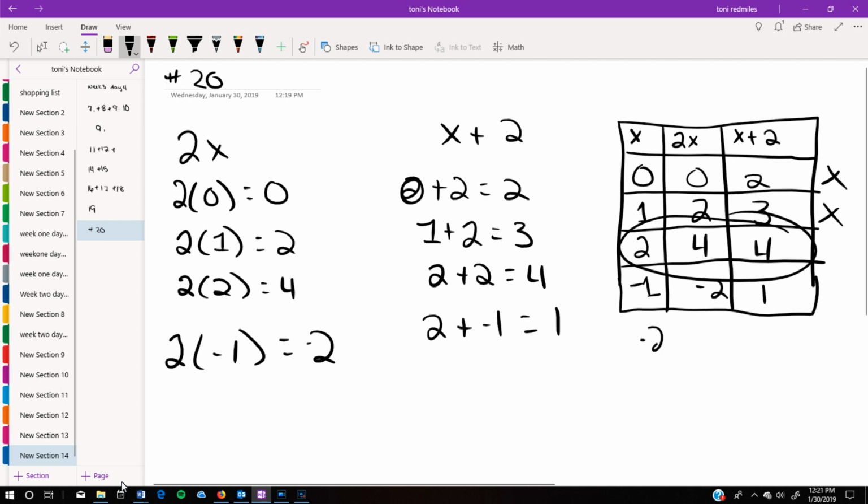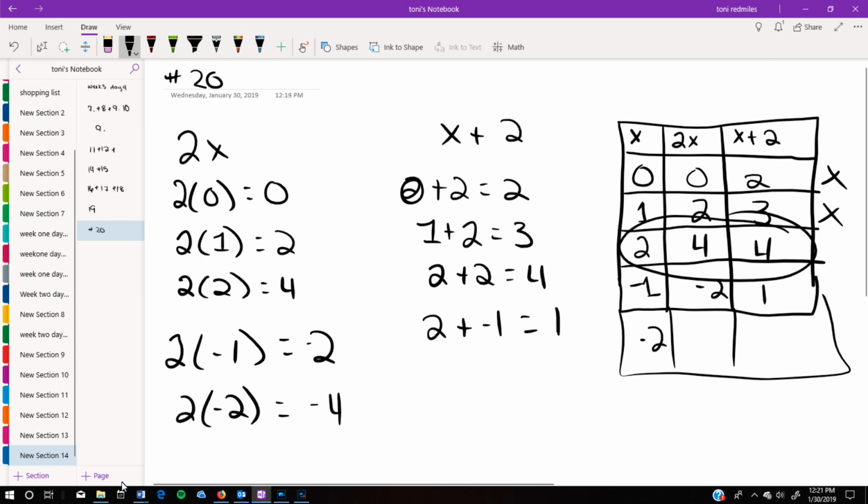Just out of curiosity, I want to see what happens when I put a -2 in. So let's do another one. It's going to become a -4 here. But look what happens when I put a -2 in here. It's 0, okay? All right, so the only time is this one.